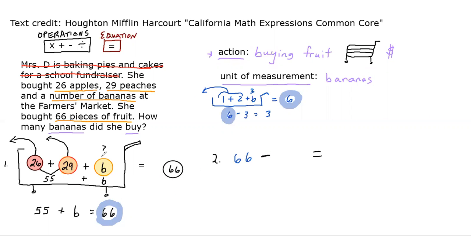And how much am I subtracting? What's left in the cart? I took out the other fruit, so the only thing left is the bananas. I'm taking away those, and the only thing left is the bananas. So I can use my calculator to solve this. 66 minus 55 is 11. But 11 is not my final answer.